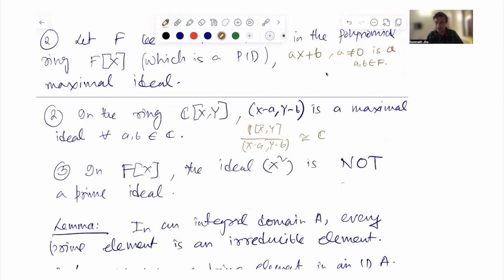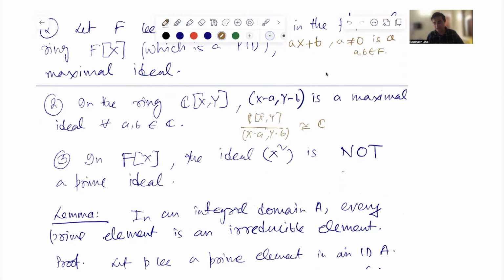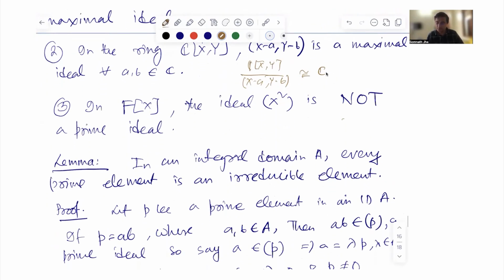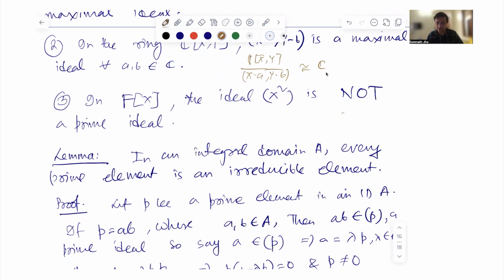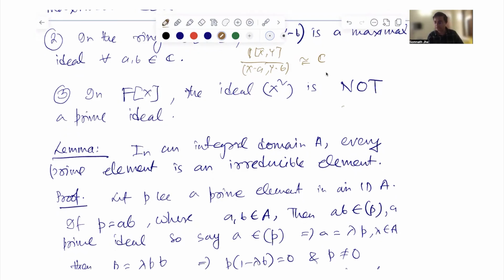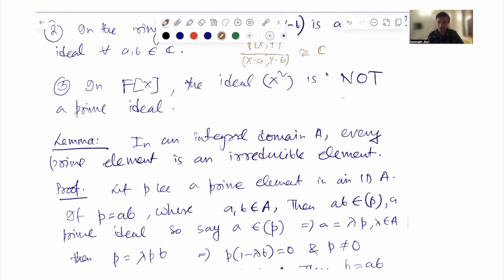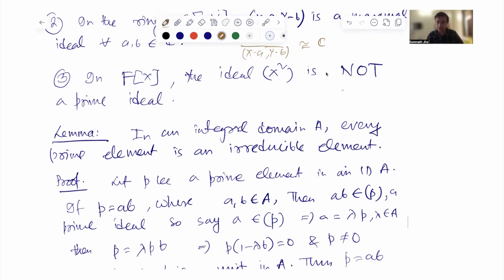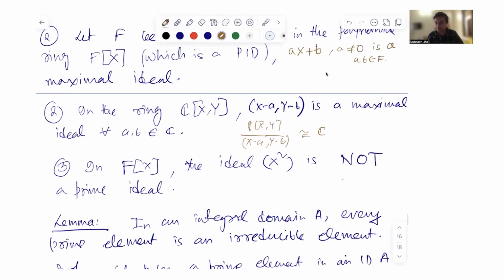So the next lemma we want to prove: in an integral domain A, every prime element is an irreducible element. Okay. So let P be a prime element in an integral domain A, and if P equals AB, where A, B are in A, then AB belongs to (P), a prime ideal. So either A belongs to (P), A equals lambda times P. So I want to prove this whenever you have an integral domain.